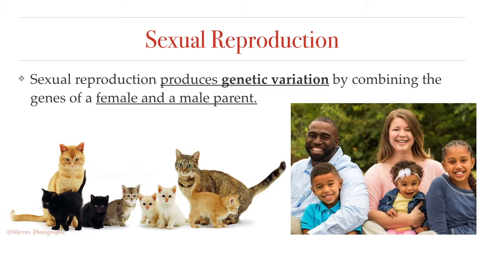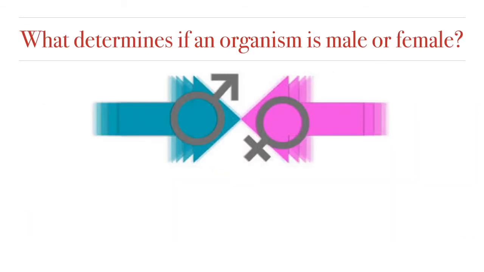So sexual reproduction produces genetic variation by combining the genes of two parents, usually in animals, a female parent and a male parent, whereas asexual reproduction involves only one parent and there's no combination of genetic material, so the one parent produces identical clones of themselves. The idea with sexual reproduction is that each baby is the result of a unique genetic combination of their parents' genes. I just said that for most animals, the parents are usually male and female.